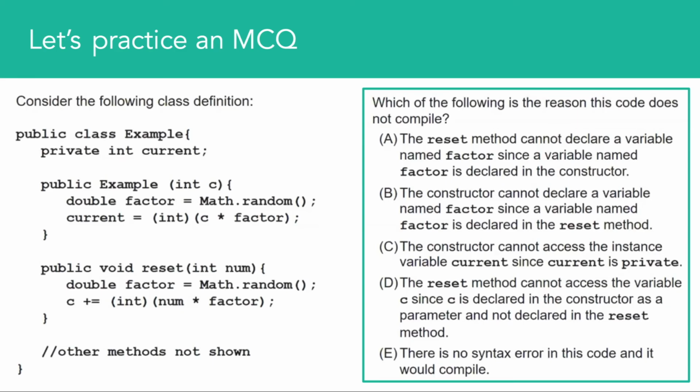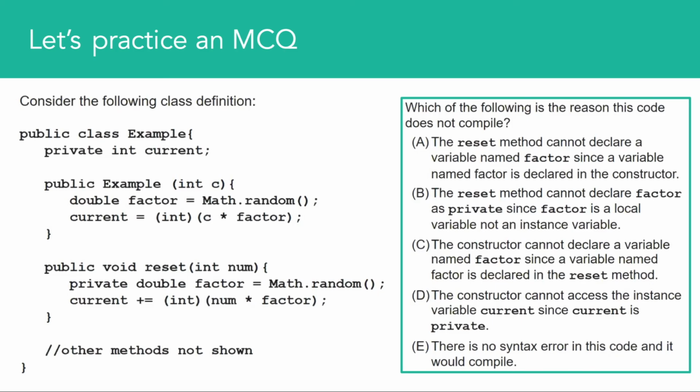Consider the following class definition. Which of the following is the reason this code does not compile? If you selected D, you're correct. Let's look at why. The variable c only exists within the constructor method. It is local to that method. It cannot be accessed outside of that method. Let's do another question. Consider the following class definition. Which of the following is the reason this code does not compile? If you selected B, you are correct. Let's look at why. factor is a local variable and cannot be declared as private.